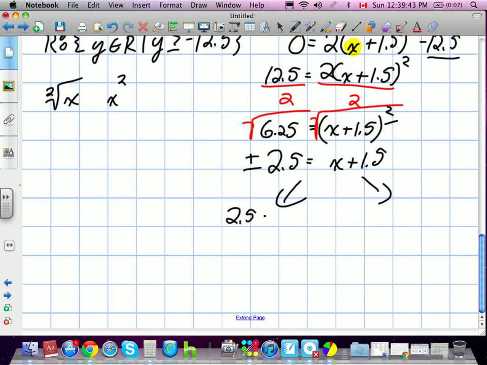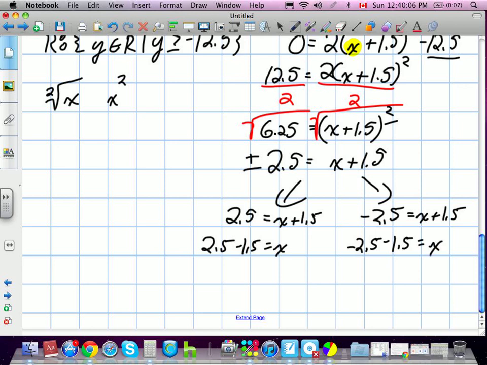So I have to carry this process out with positive 2.5 equals x plus 1.5 and negative 2.5 is equal to x plus 1.5. Just like in the quadratic formula, remember we split that also? Yeah. So now, I move that over, we get 2.5 minus 1.5 equals x, and I get negative 2.5 minus 1.5 equals x. I know it's lagging a bit there. We'll wait for it. Over here, we get 1 is equal to x. Over here, we get negative 4 is equal to x.